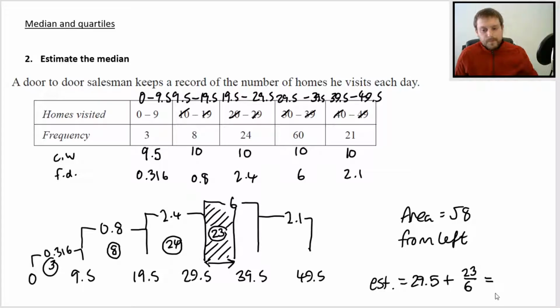23/6. So 29.5 add 23/6 is 33.3 to 1 decimal place. Okay. Does 33.3 make sense for the median? Well, it's definitely got to be in this box, and it's got to be some way between 30 and 39. So yes, common sense check says yes, it does. So hopefully you got 33.3.